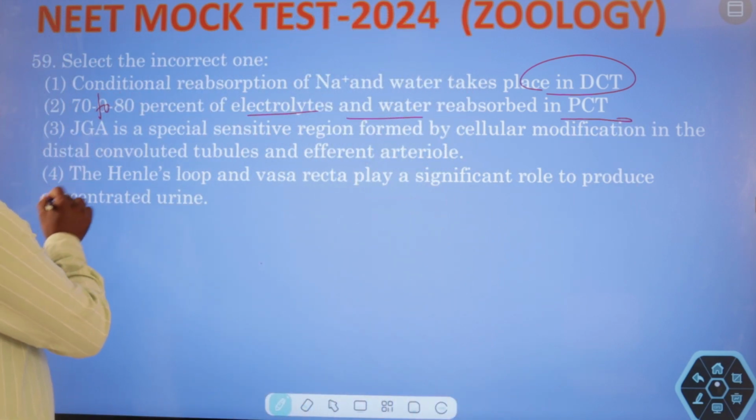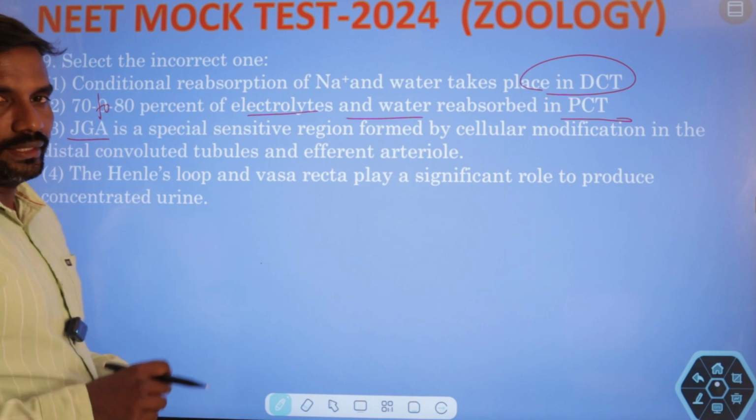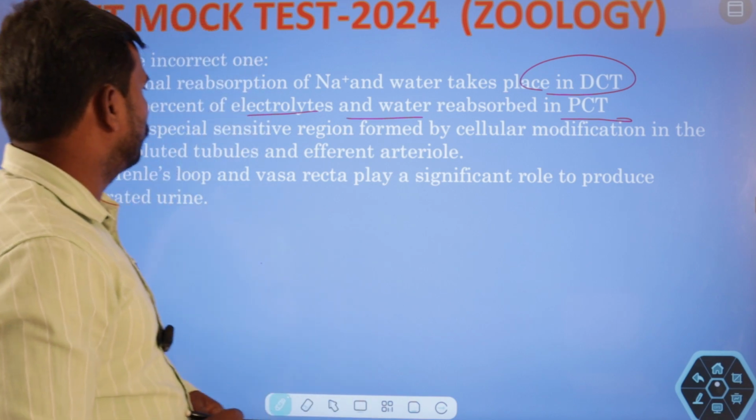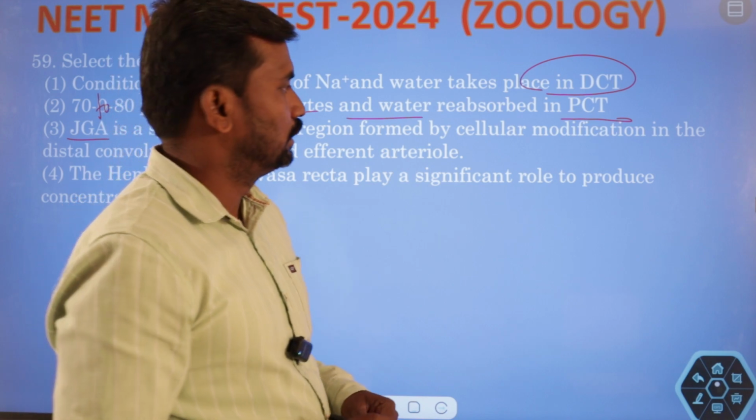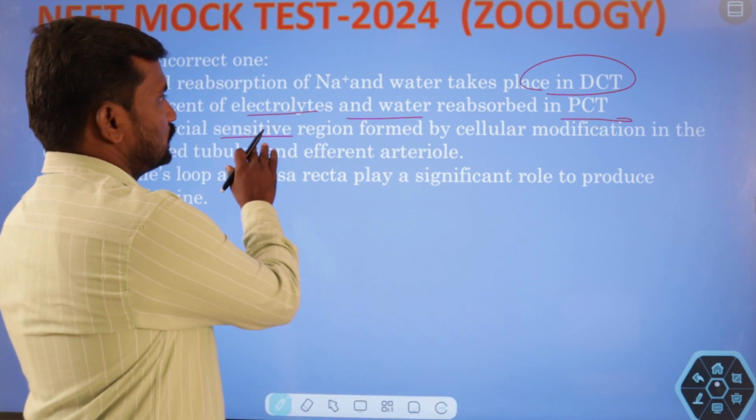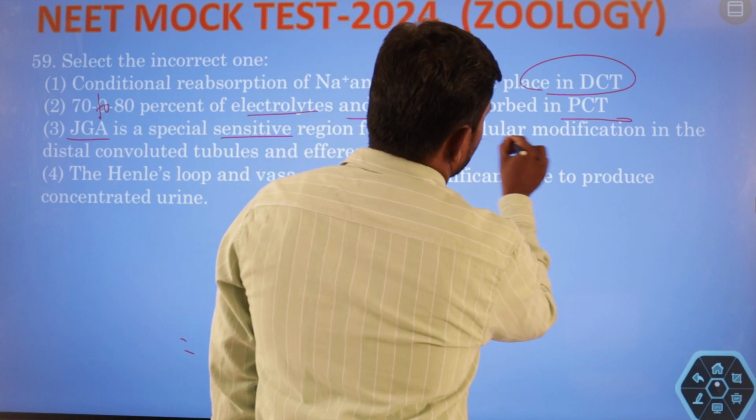Okay. So the JGA, this is a highly sensitive part. This is mainly formed by the sensitive regions. This is primarily responsible for regulation of the kidney functions. The sensitive region is formed by cellular modification.